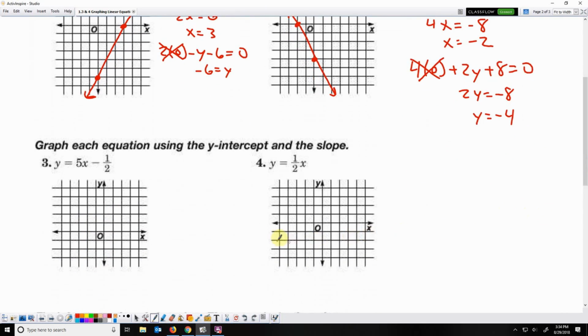Next, we'll graph using the y-intercept and the slope. So the slope is the coefficient of x. The y-intercept is right here, negative 1/2. So this isn't the most convenient y-intercept because it's a fraction, but we'll go down 1/2. And a slope of 5 means go up 5 and right 1.